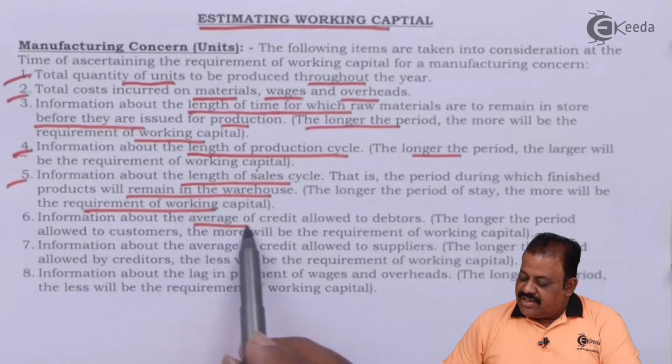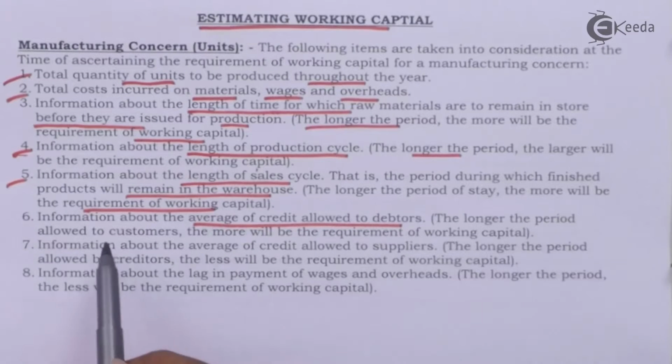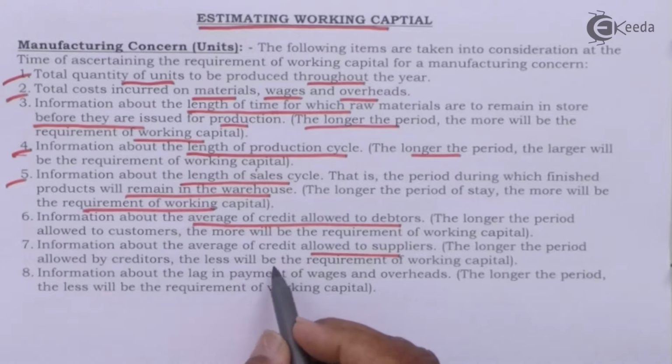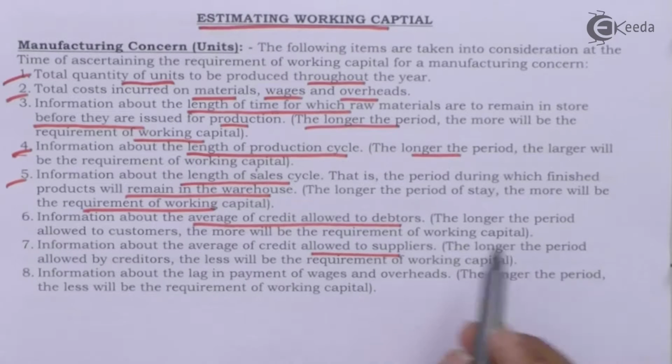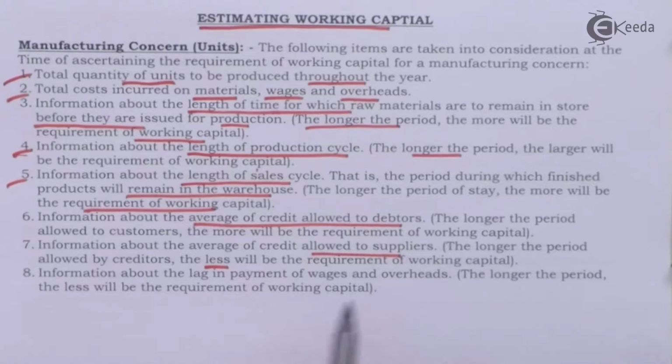Information about the average credit allowed to debtors. The longer the period allowed to customers, the more will be the requirement of working capital. Information about the average credit allowed by suppliers to the business. The longer the period allowed by creditors, the less will be the requirement of working capital. Information about the lag in payment of wages and overheads. The longer the period, the less will be the requirement of working capital.